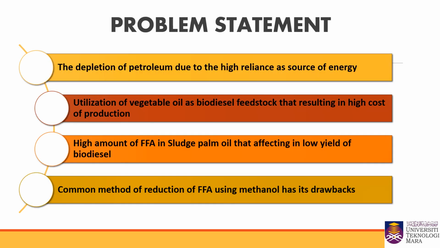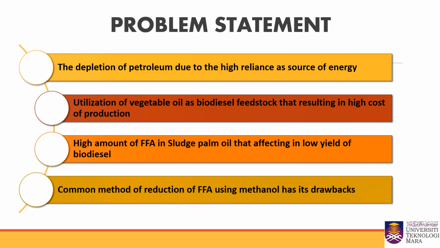So for the problem statement, from what I have explained before: first is the depletion of petroleum due to high reliance on it as a source of energy. Therefore, we would like to promote the utilization of biodiesel as an alternative source of energy instead of petroleum. But the utilization of vegetable oil as feedstock results in high cost of production. That is why biodiesel is not really favorable to become a major source of energy.